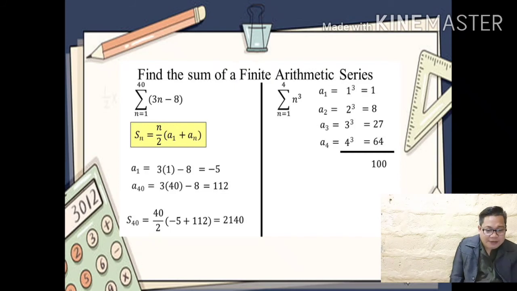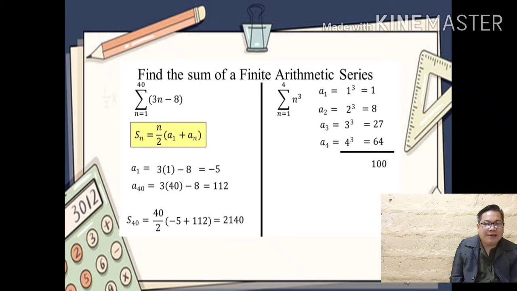Okay. Dito naman sa pangalawa, we have the summation of n cube from 1 to 4. Dito, pwede na nating evaluate lahat kasi apat lang naman siya. So, we have 1 cube equals 1. Kasi sabi, from 1 to 4, so ang sa-substitute natin, 1, 2, 3, and 4. So, 1 cube equals 1. 2 cube equals 8. 3 cube equals 27. And 4 cube equals 64.